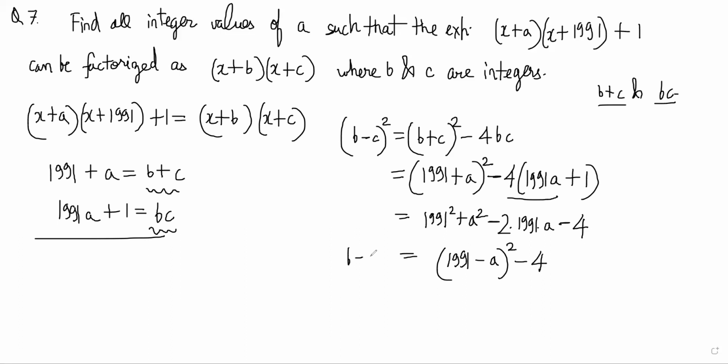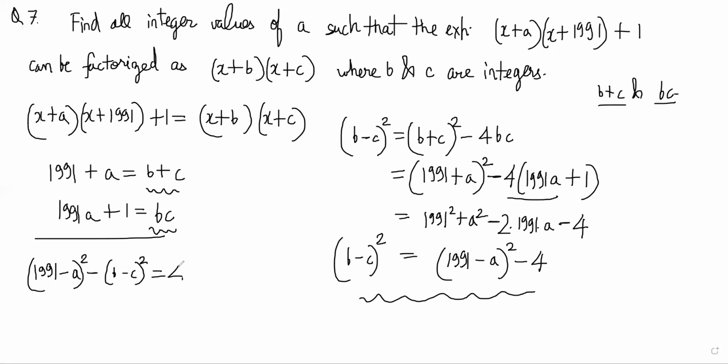We're getting (b - c) whole square is equal to this. So take the difference of squares. Bring it to this side maybe and say (1991 - a) whole square minus (b - c) whole square is equal to 4, right?